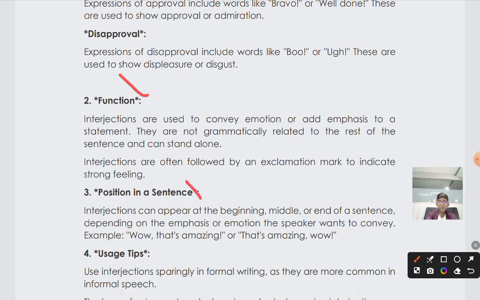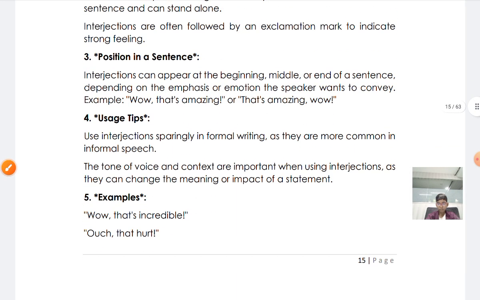So next comes the position in a sentence. Interjections can appear at the beginning, middle or end of a sentence, depending on the emphasis or emotion the speaker wants to convey. Example, wow, that's amazing. Oh, that's amazing. Wow, bravo. Like that.